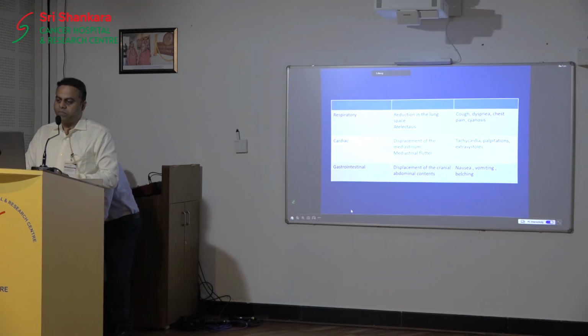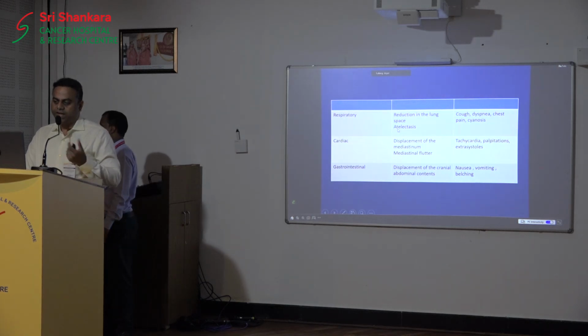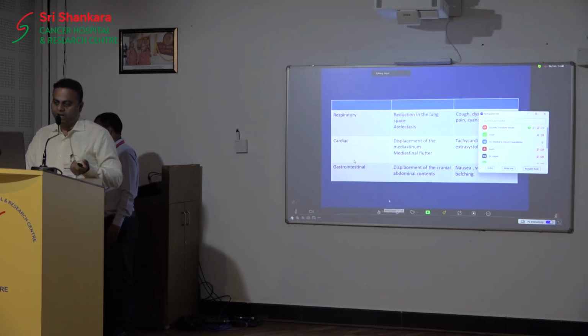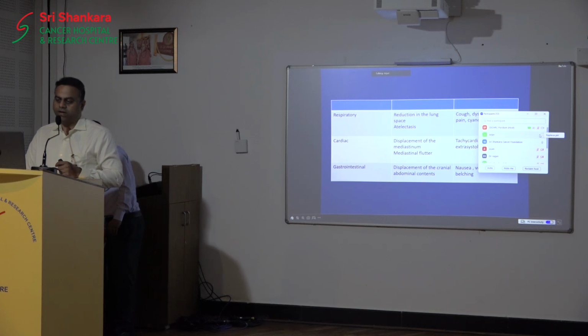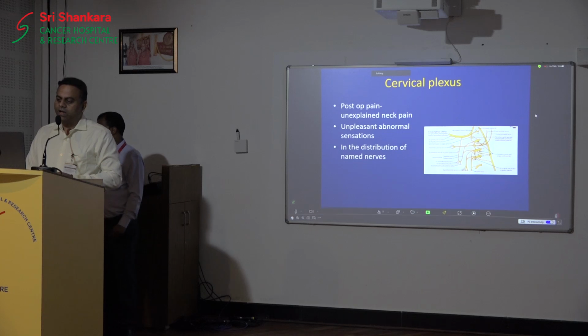The respiratory complications happen because of atelectasis or reduction in the lung space. The cardiac complications are very rare, but they can happen when there is a displacement of the mediastinum or mediastinal flutter. The GI complications are uncommonly seen, but they can happen because of the displacement of the cranial abdominal contents.